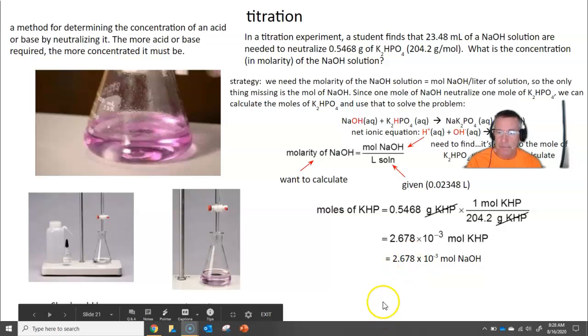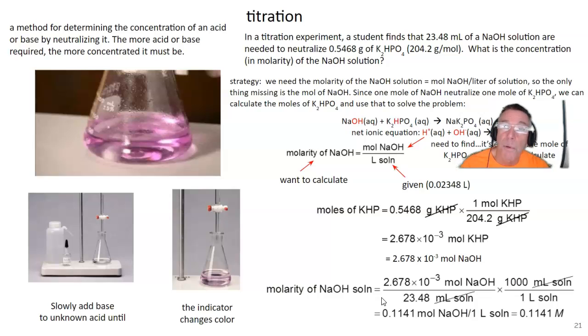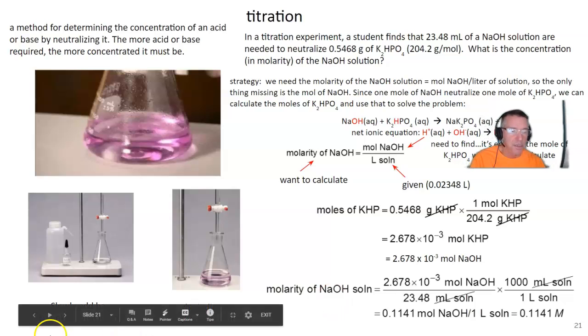Now you have your top, you have your bottom. Run your calculation and you find that you have a 0.1141 molar sodium hydroxide solution. This is an introduction to titration.